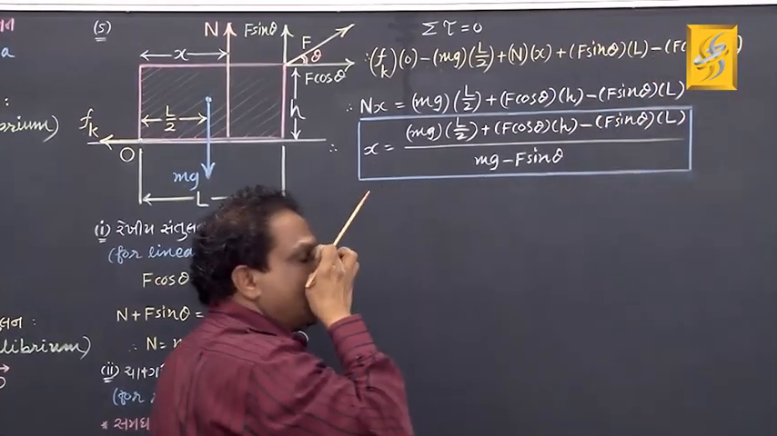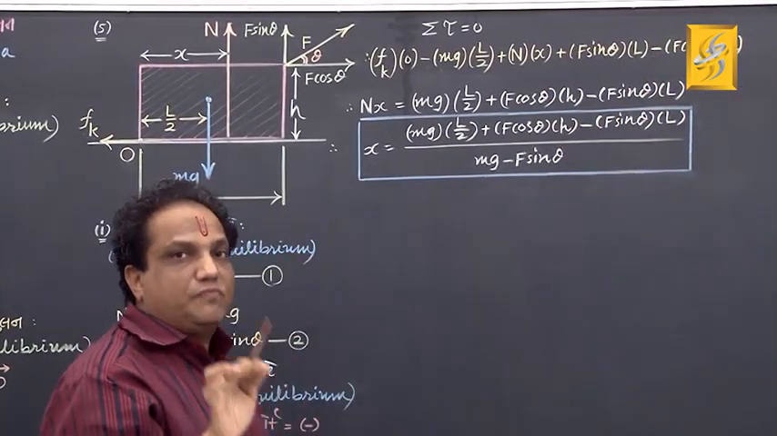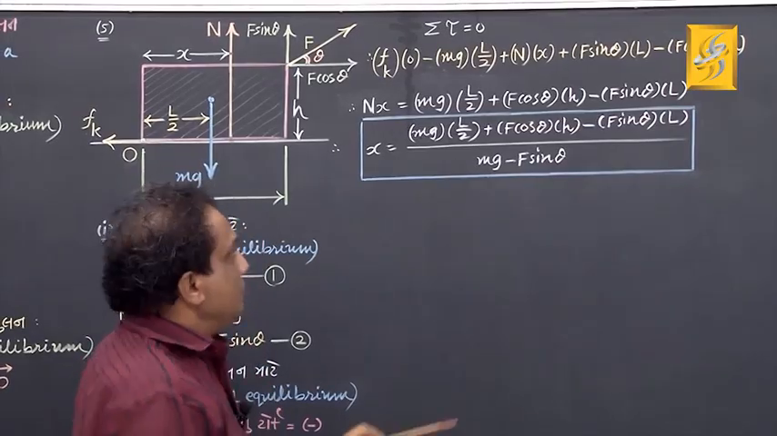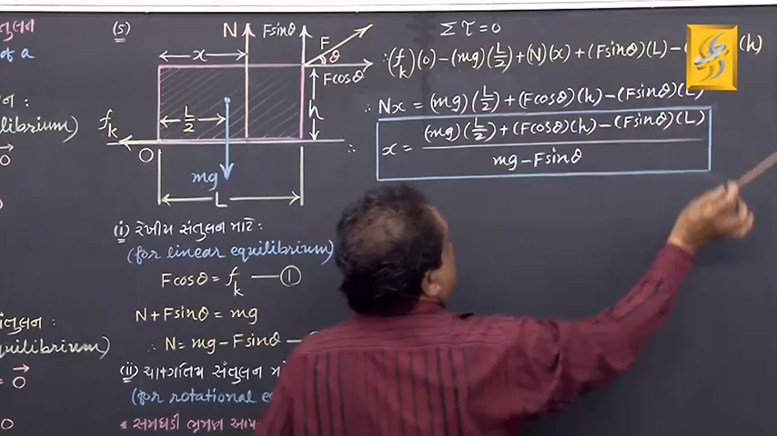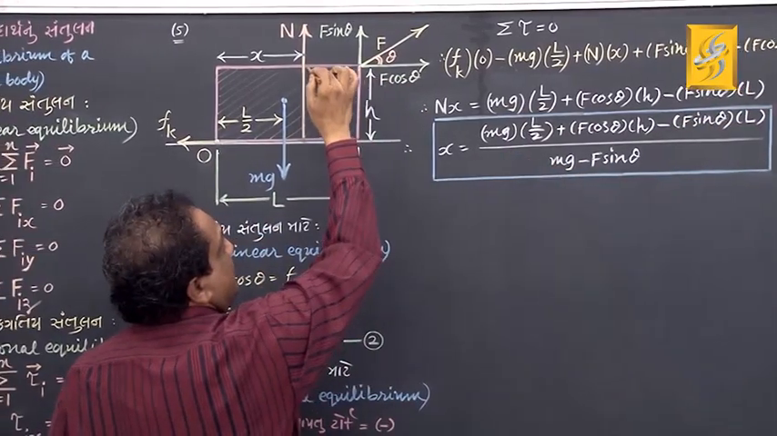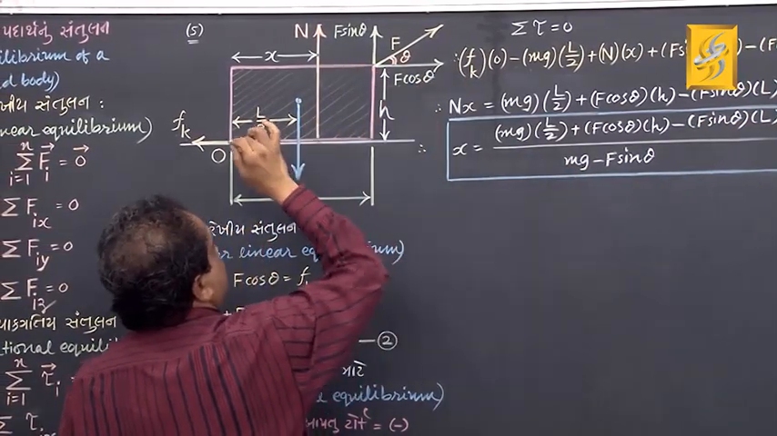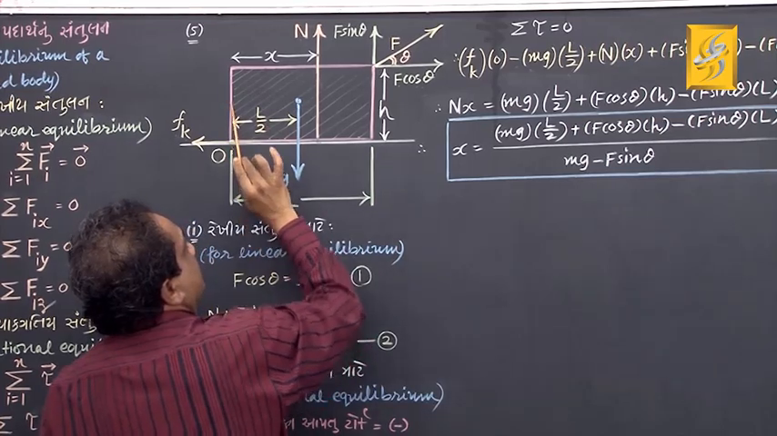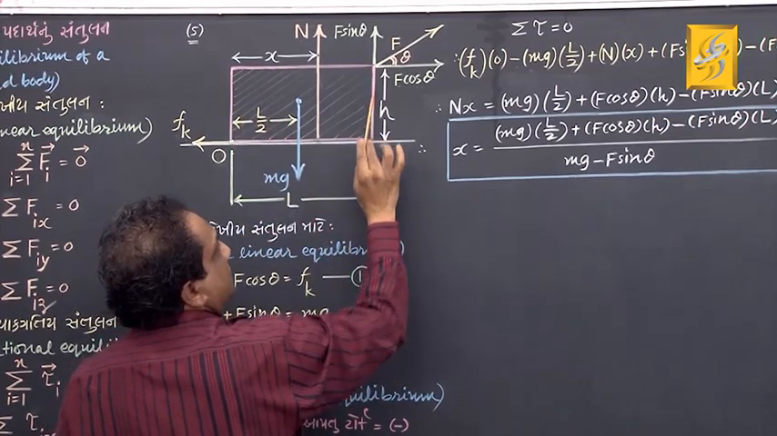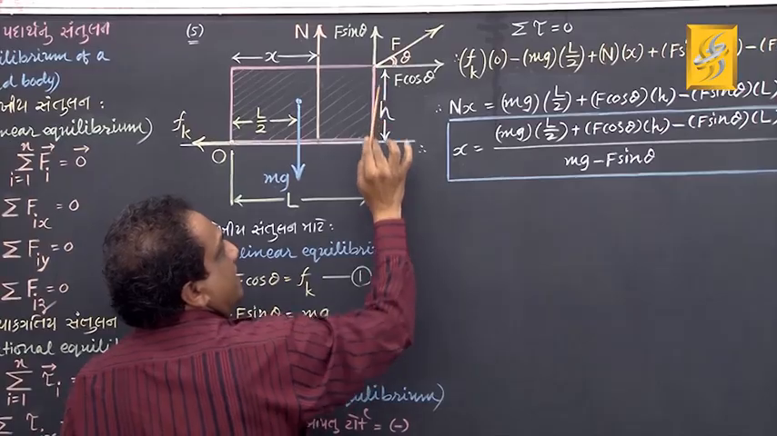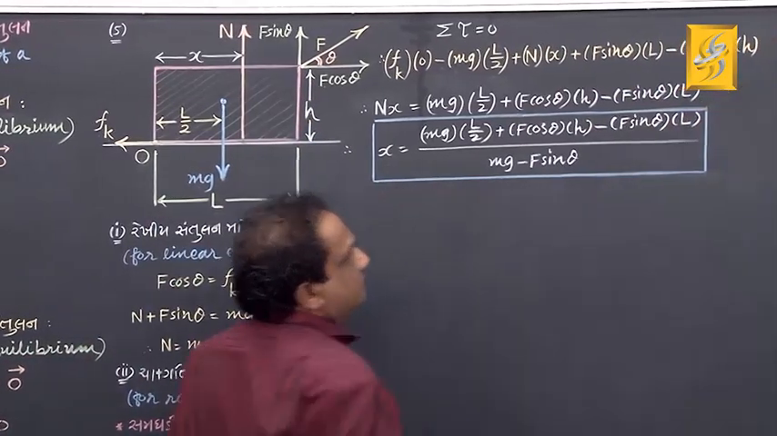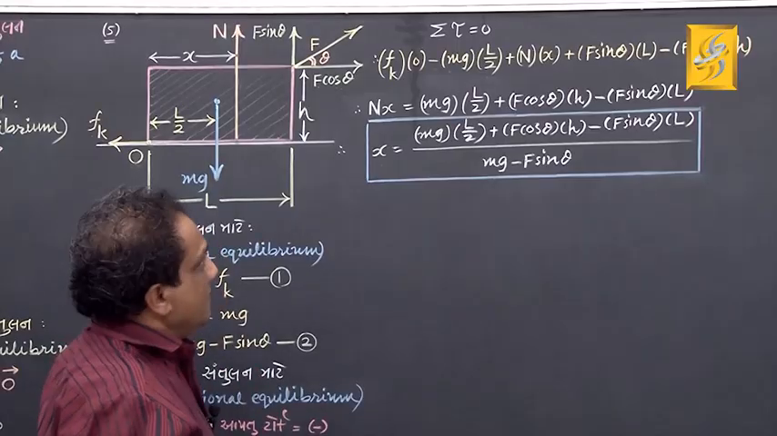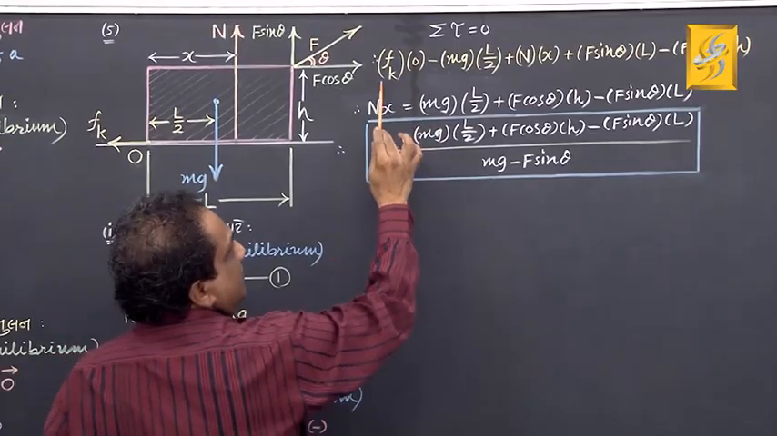What is the torque magnitude? It is force multiplied by perpendicular distance. Force is F cos theta, multiplied by the perpendicular distance of the line of action of this force from this reference point, which will be this much, or it is H. That's why I am putting H here. Fine. And now tell me, this part is 0, correct?